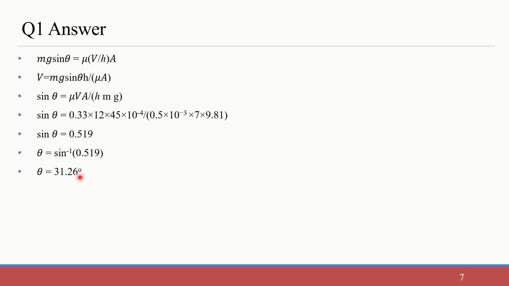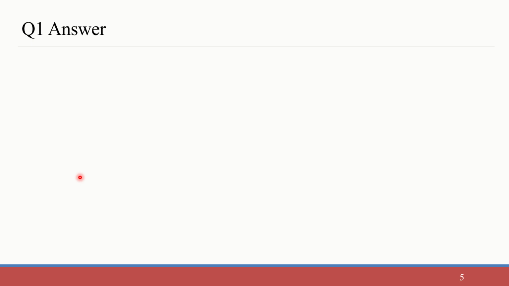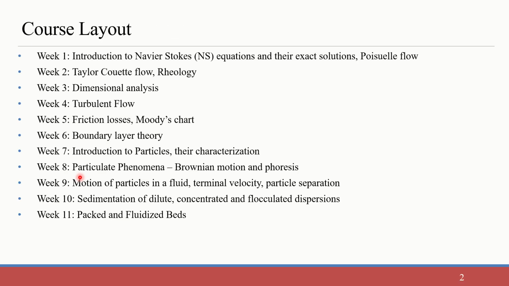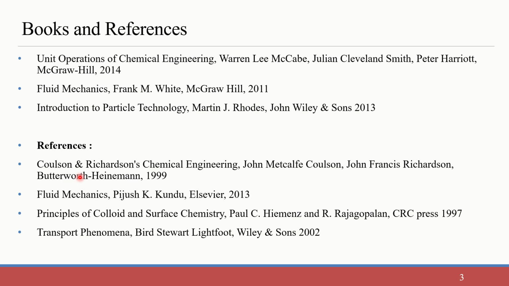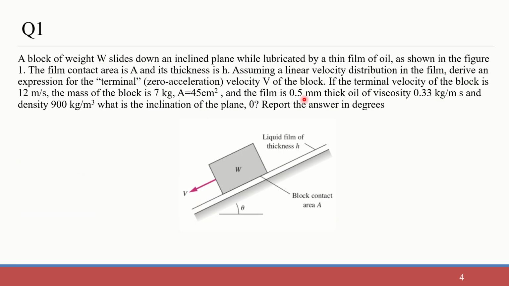So that is for this problem. So what we did, we have a block of a certain mass sliding down an inclined plane. So we have a lubrication in terms of a lubricating oil, and we know the properties of the oil. Also it is given that there is a linear velocity distribution in the film. So on that basis, we are just solving for the forces.